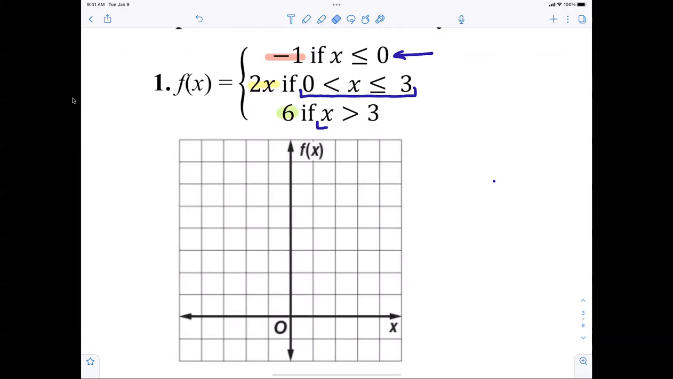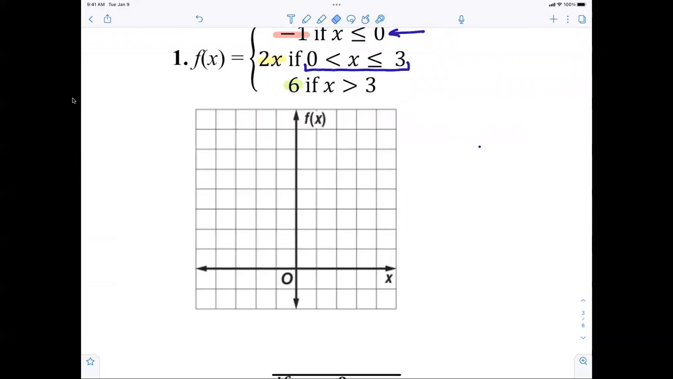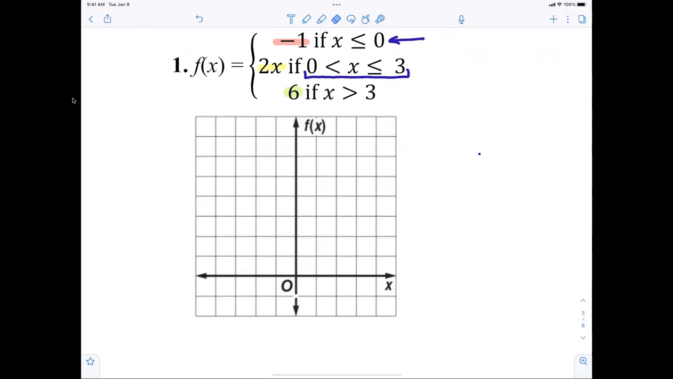So what does that mean? Well, y equals -1 is a closed circle at 0, and then going to the left. That's the graph of y equals -1. Anybody have a problem with that? Now, why did I stop at 0? Because it says graph it for all x values that are less than or equal to 0. Everybody good with that?